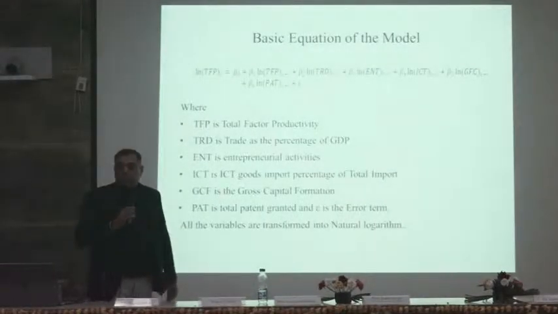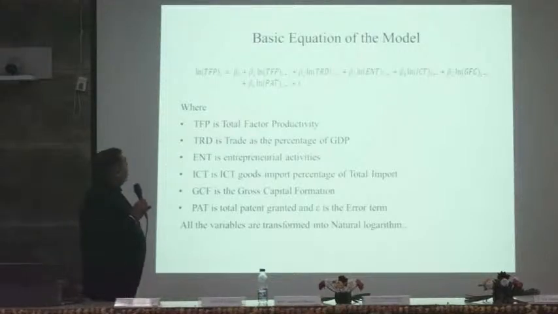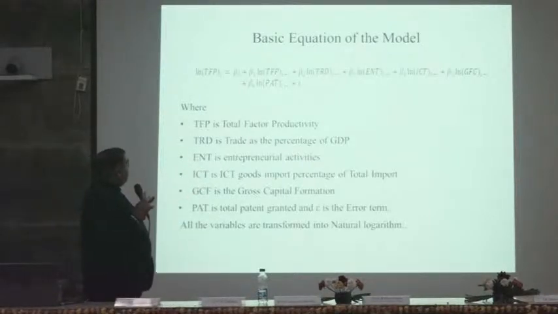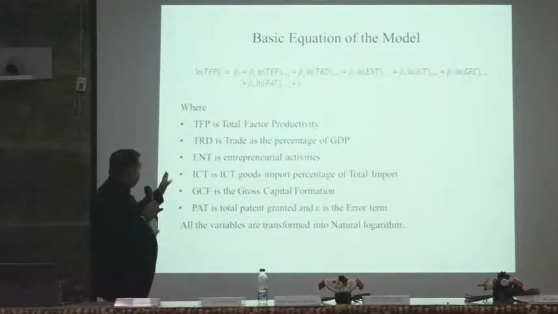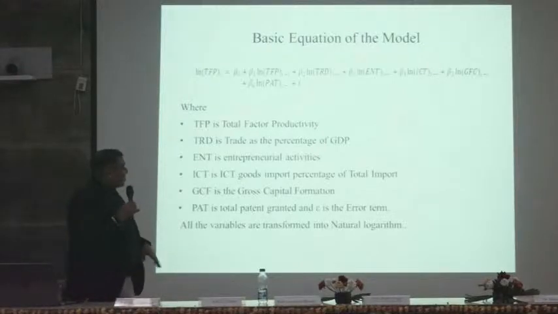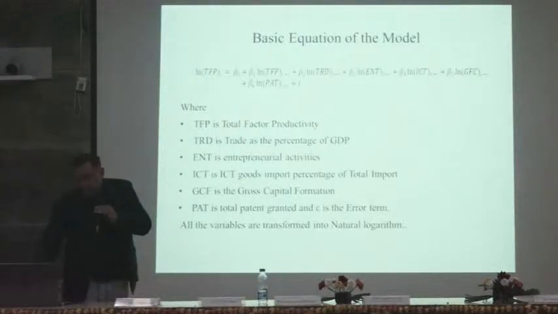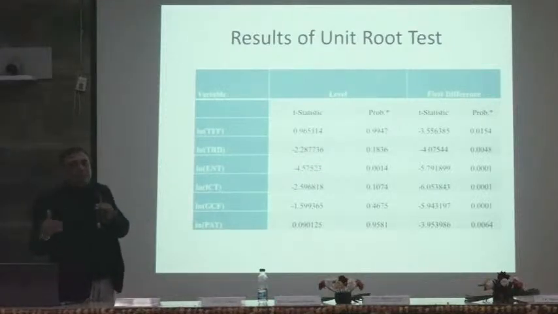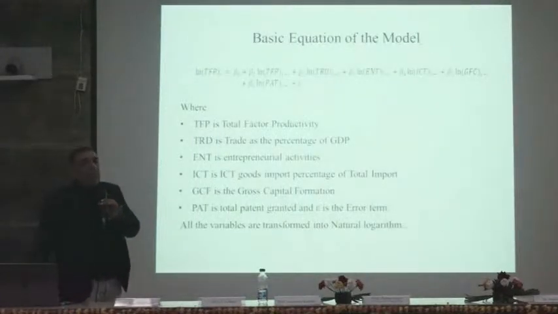Now this is the basic econometric model. You can see here LN, the natural logarithm of total factor productivity, in the equation, and all variables are transformed into natural logarithms. Now, these are the results. We are running a time series model, because the data is from 1999 to 2022.